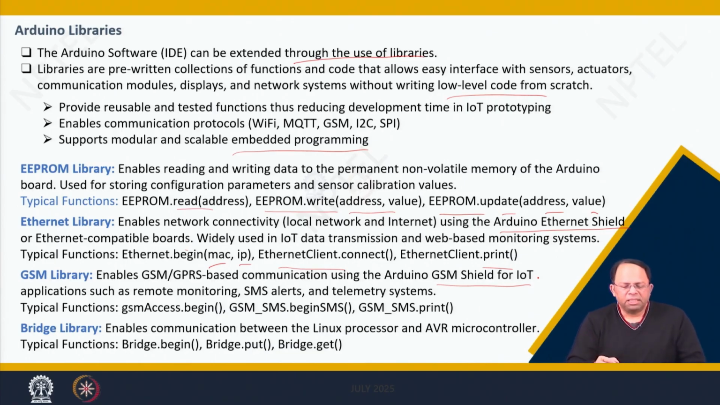So applications such as remote monitoring, SMS alerts, and telemetry systems could all be enabled by using this library. Some typical functions are GSM access.begin, GSM SMS.begin, so we can send SMSs, GSM SMS.print, and so on. Then there is the bridge library, which enables communication between the Linux processor and the AVR microcontroller, and helps to bridge between these two. Functions are bridge.begin, bridge.put, bridge.get, and so on.